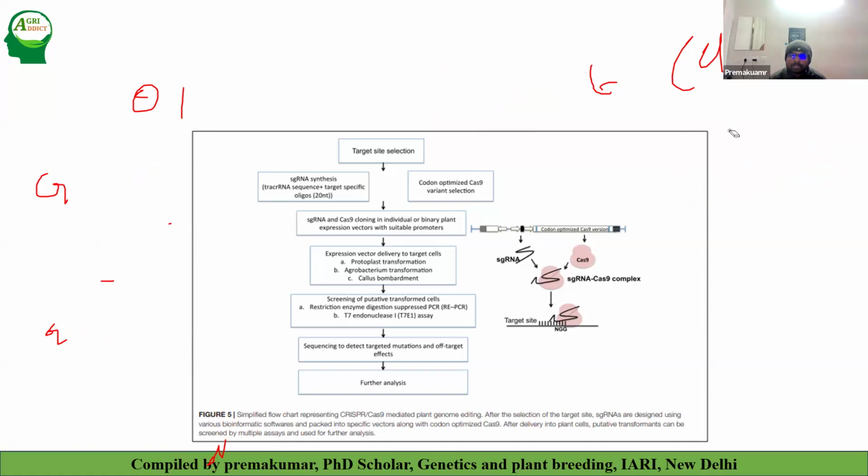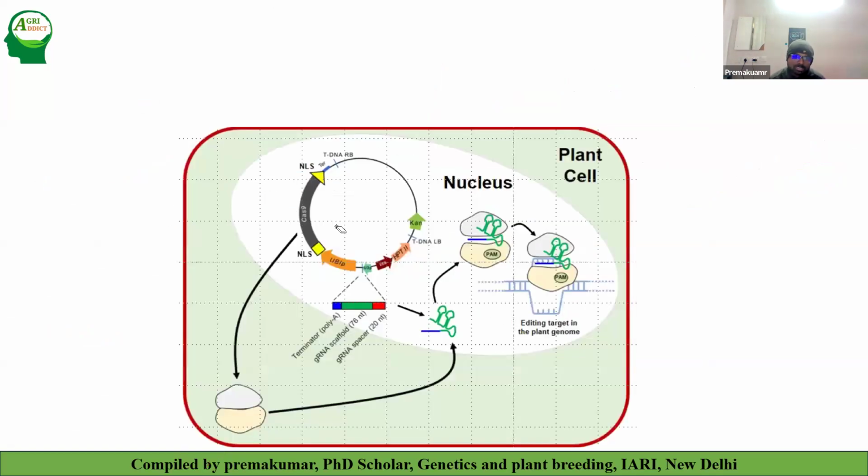Then after codon optimization and your single guide RNA synthesis, you introduce both genes into a construct. Your construct looks like this. It has a Cas9 producing gene. It also has your single guide RNA producing gene. Along with that, you should have an NLS. What is NLS? Nuclear localization signals. Exactly. What is the function of this NLS?